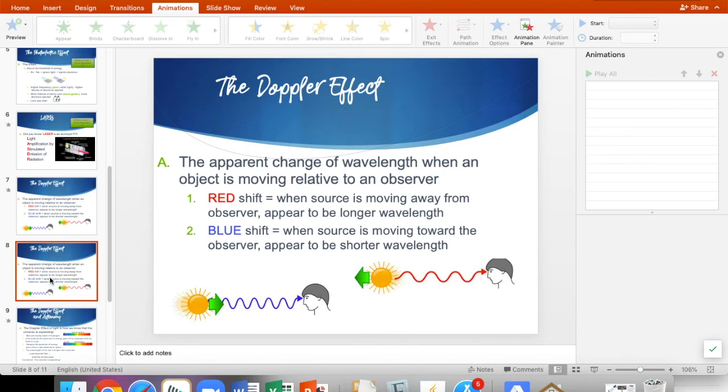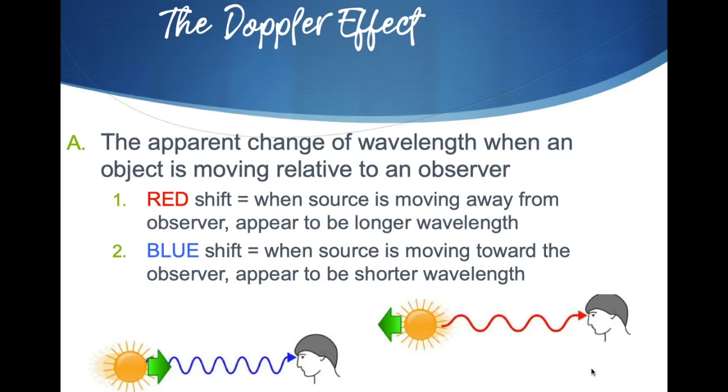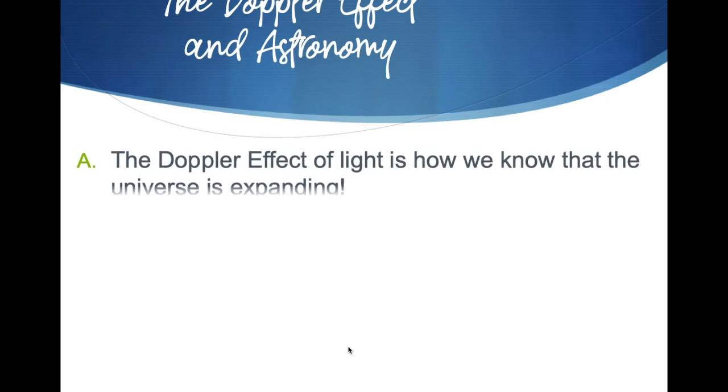But that's just a quick video idea of what this would look like if you could see it versus hearing it. So this idea of shifting of the observed wavelength has to do with the fact that an object is moving. Okay, so why do we care about this? Here's my connection. The connection is between Doppler effect and astronomy.